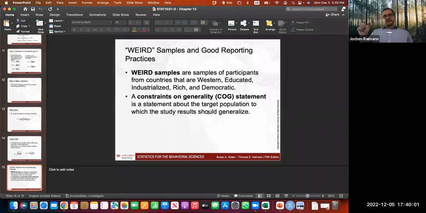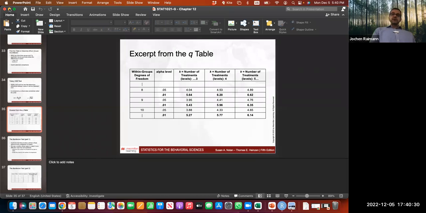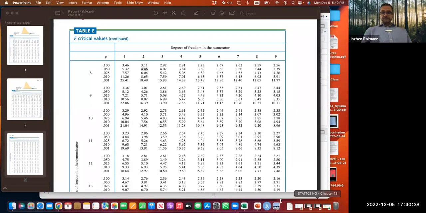So it basically goes back to constraints on generality statements, whether you actually can generalize the study results you have at hand, when you study them in a Western, educated, industrialized, rich, and democratic population, to populations elsewhere in the world that are not. So these are WEIRD samples. Good reporting practices ask you to have a constraints on generality statement where you say that this was sampled from a population that has all these attributes. It should be standard, so you would report where you have sampled your sample from and clearly declare this in your paper moving forward. So this was ANOVA within groups and between groups. Now, lastly, let's go and open our R.